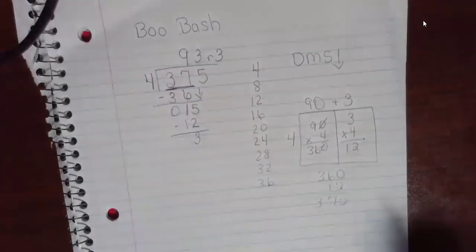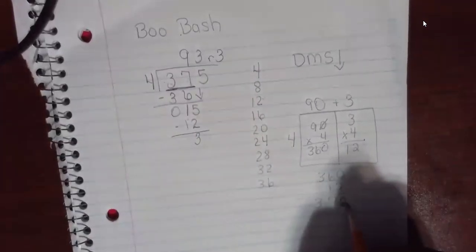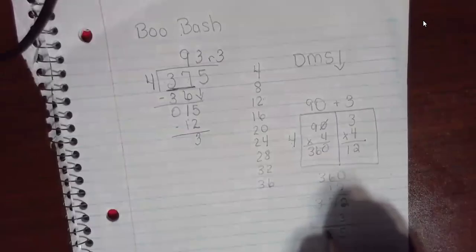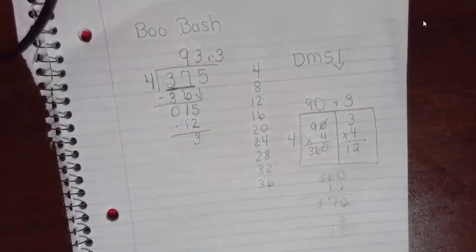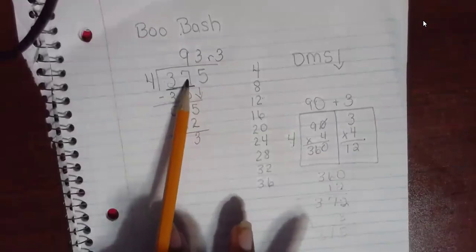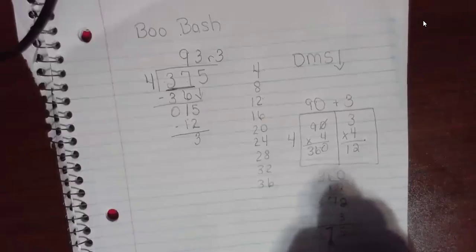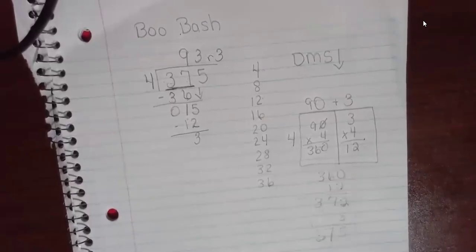372. Sorry, you can't see that. 372. And then I'm going to add in my remainder. Plus 3. And that's going to give me 375, which is my dividend. And that's going to let me know that I'm right. Ooh, that's hard to see. But it's 375.